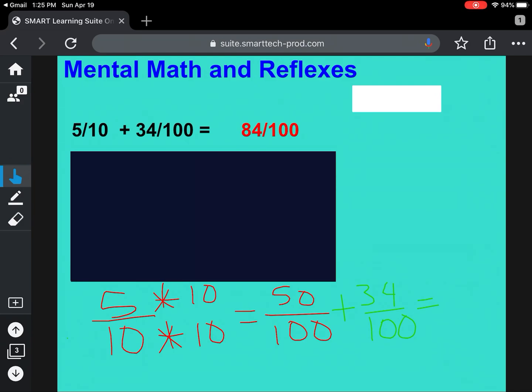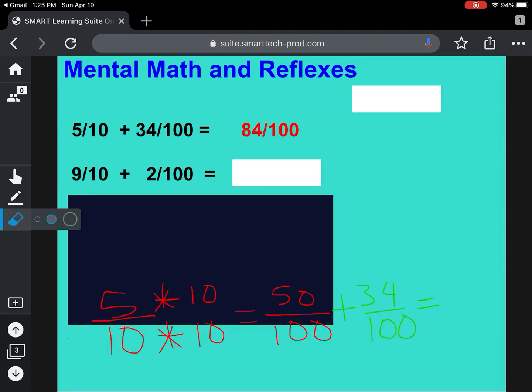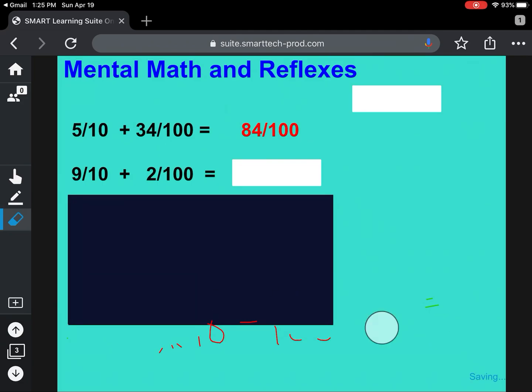All right, I'm going to give you another problem, very similar to the previous one, but I'm not going to do the work for you. On your paper, or in your head if you can do it in your head, make the denominators match, and then add the numerators for 9/10 plus 2/100. If you need to pause the video now to give yourself plenty of time to think and work it out, feel free to do so.